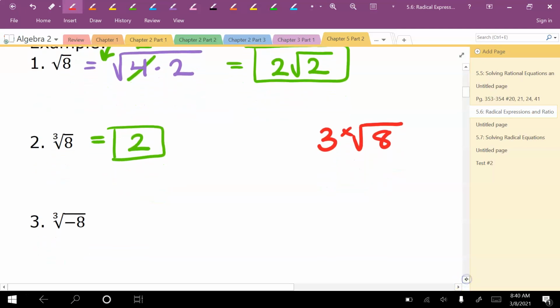Now how about number 3? 3 looks just like number 2, except it says -8 underneath that root sign. So what number times itself 3 times would get me a -8? Good, -2.